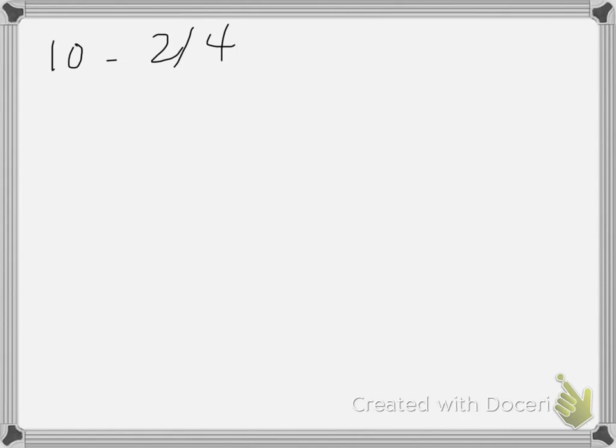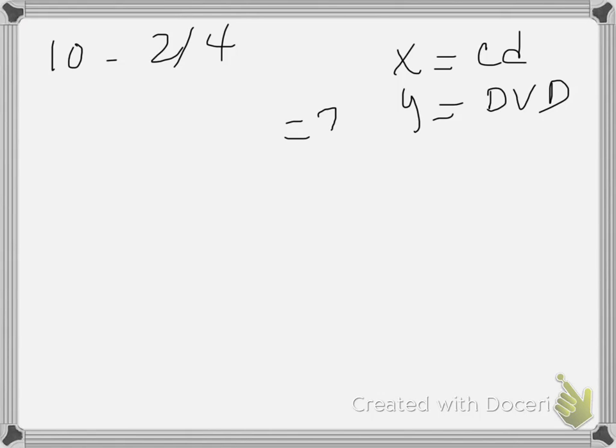Okay, so the first thing we want to know is let X equal the CDs, and we can let Y equal DVDs. Okay, so let's think about the items. How many total items does it say in the problem that he purchased? Right, he purchased 7 total items. And what were these items added together? Let's see if you can answer it before I answer it. What's going to be equal to 7? X plus Y. That's the CDs plus the DVDs is equal to 7.